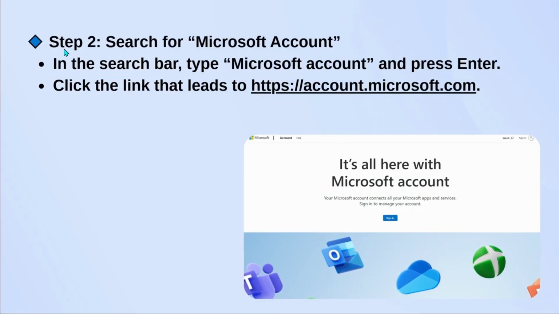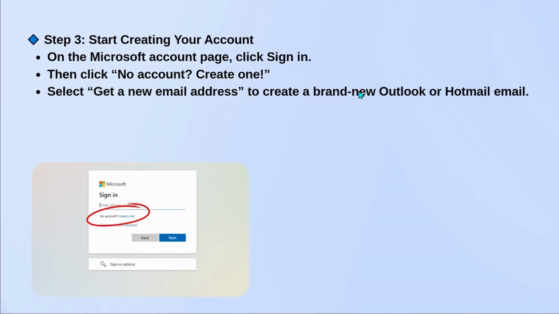Next, go to Google or any search engine and type in Microsoft account. You'll see a link that takes you to account.microsoft.com. Click that. On the Microsoft account page, select Sign In, then choose the option that says No Account, create one. From there, you can use an existing email or create a brand new one.